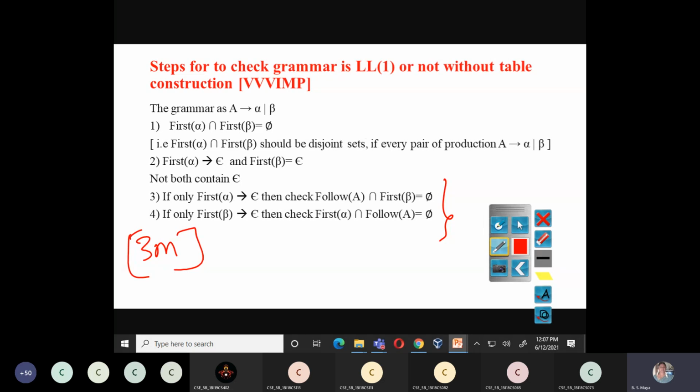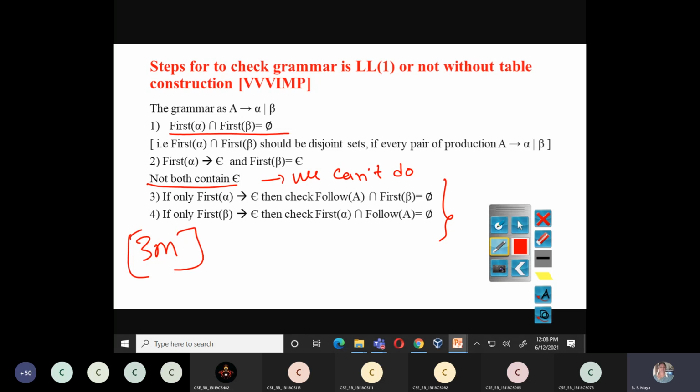This is the problem. The grammar: A derives alpha or beta. Normally, if there is no epsilon, apply the first rule: first of alpha intersection first of beta is equal to null, that is the empty set. If both contain epsilon, we are not able to apply it. Not both can contain epsilon.